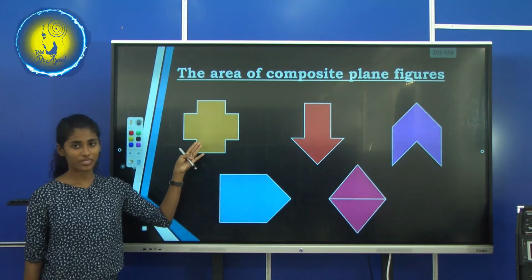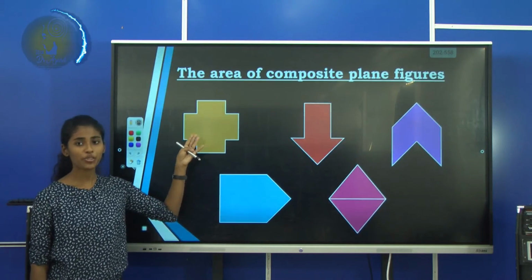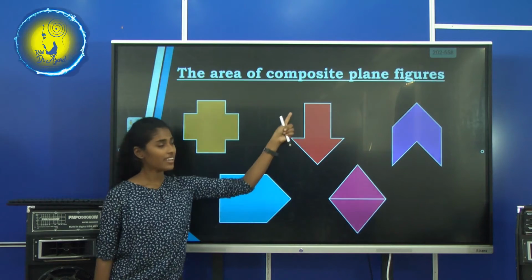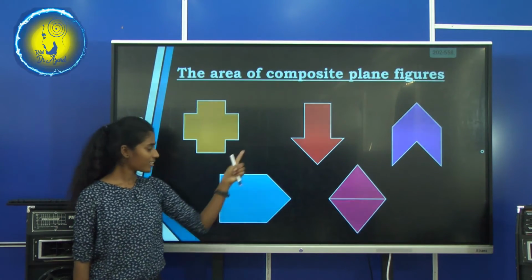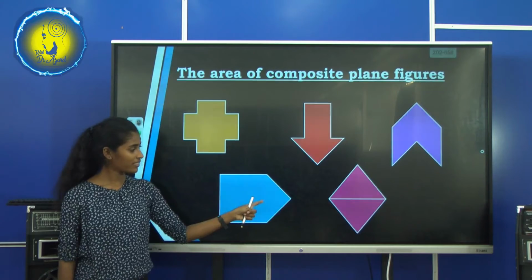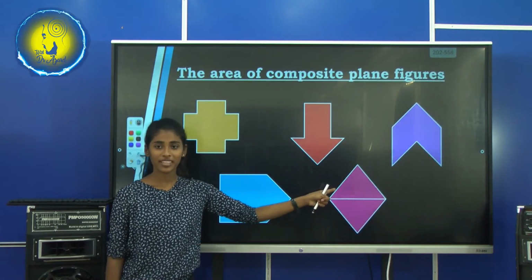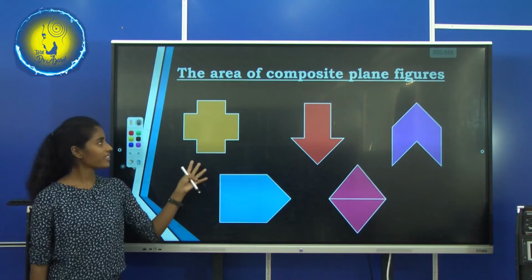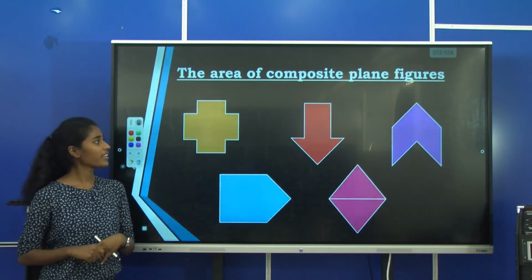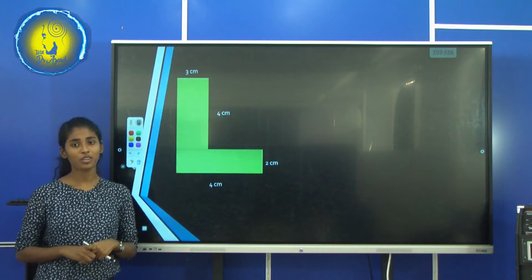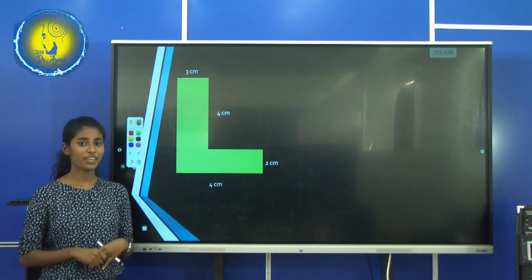Can you see this cross? This cross contains 2 rectangles. This arrow contains 1 rectangle and 1 triangle. This shape contains 1 rectangle and 1 triangle. And this shape contains, you can see, 2 equal triangles. Shapes like this we call composite plane figures. Now we are going to find the area of such composite plane figures.